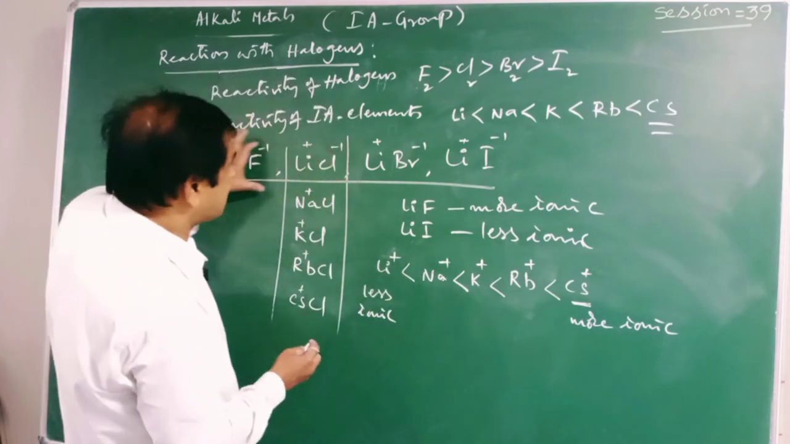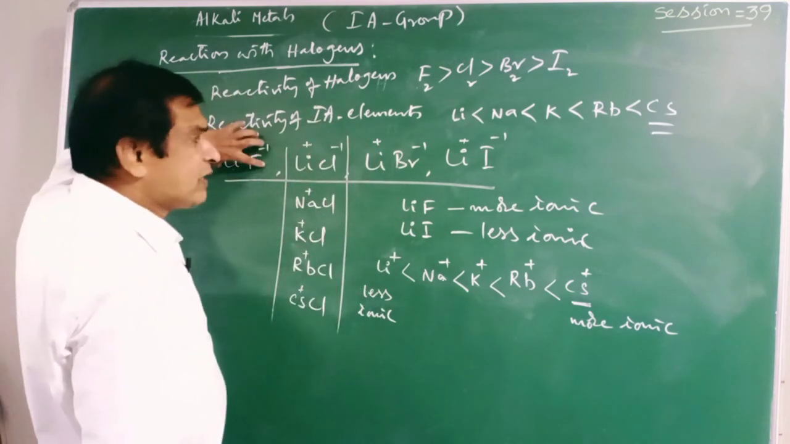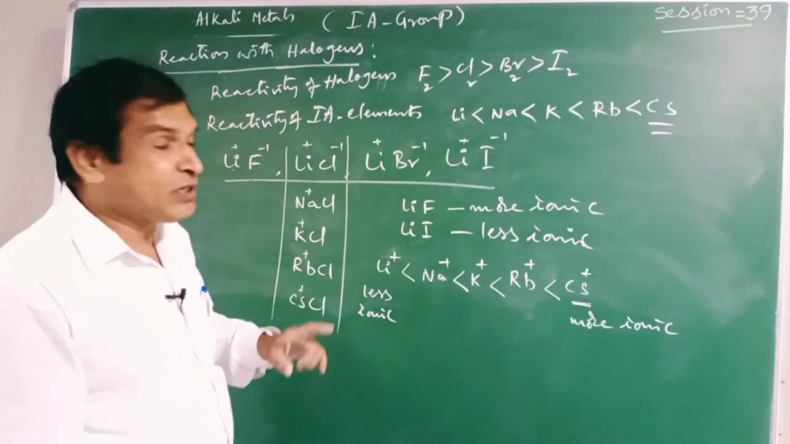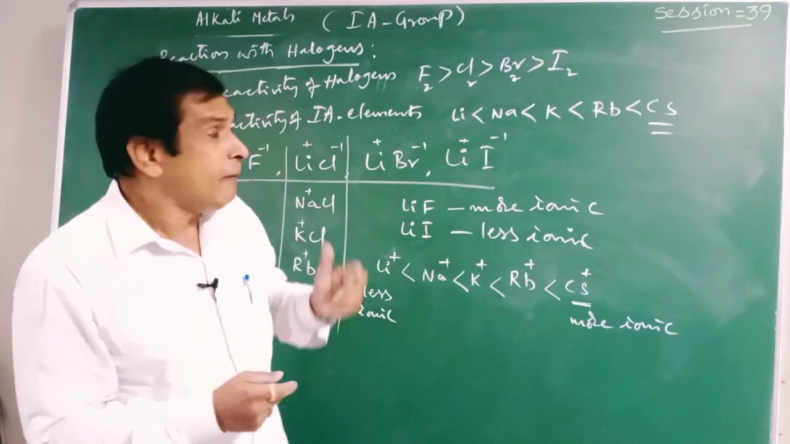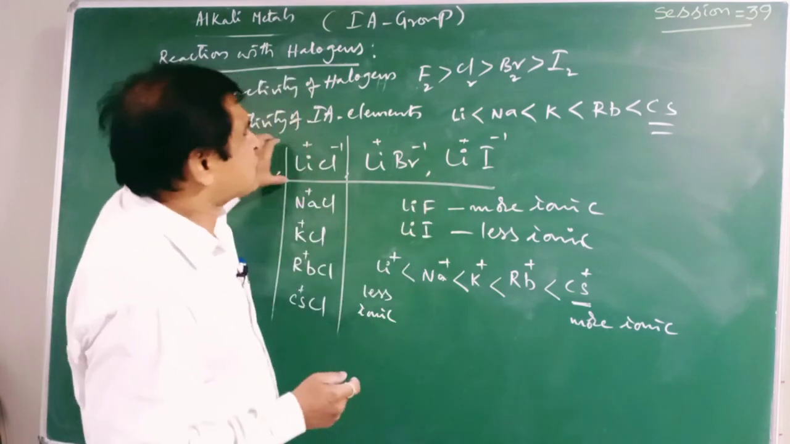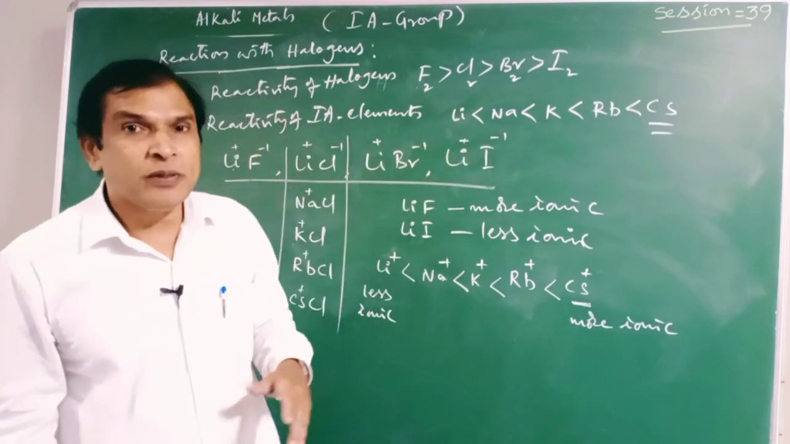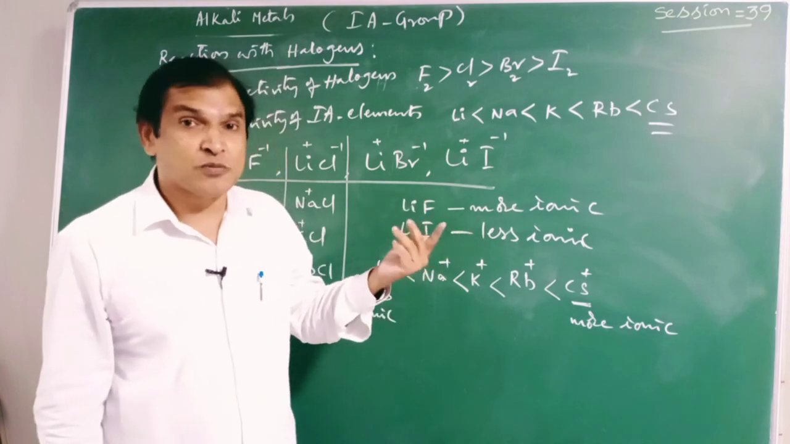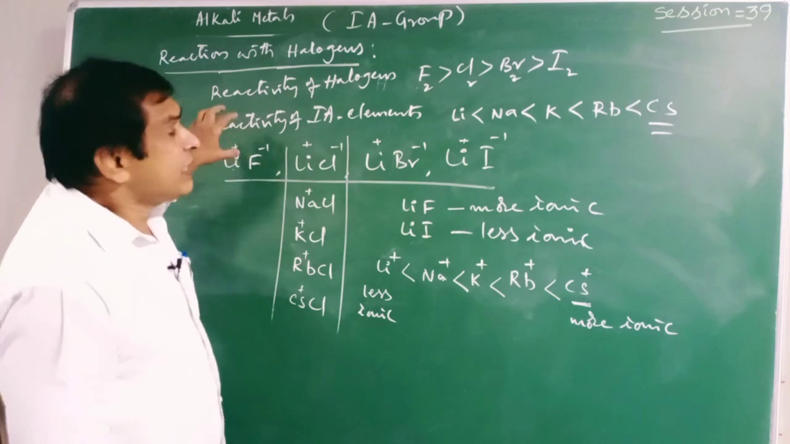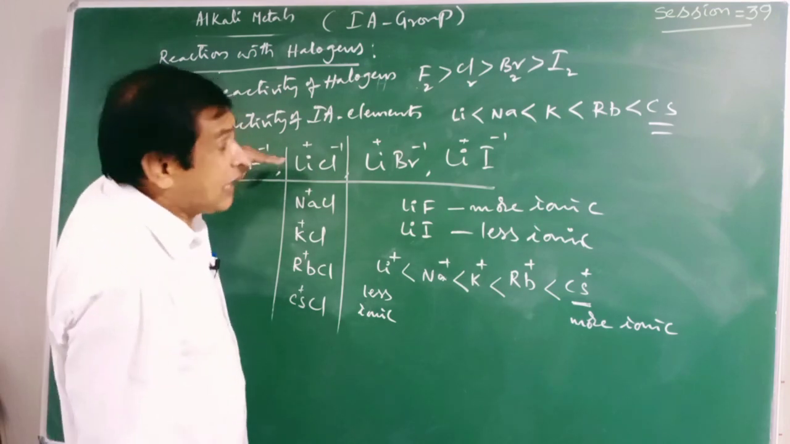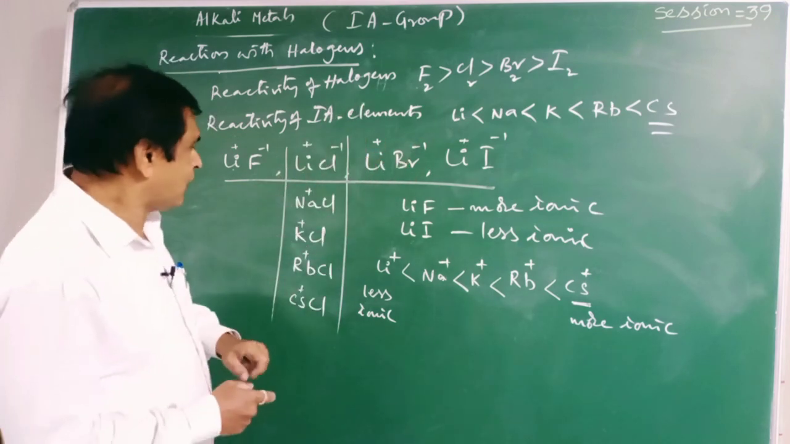Now these are the lithium compounds. Lithium fluoride is more ionic in nature, so it is soluble in water. The other halides are less soluble in water; they are soluble in organic solvents. So lithium fluoride, being more ionic, is more soluble in water. The solubility of the other halides of lithium in water is less, and they are soluble in organic solvents. Okay, right.